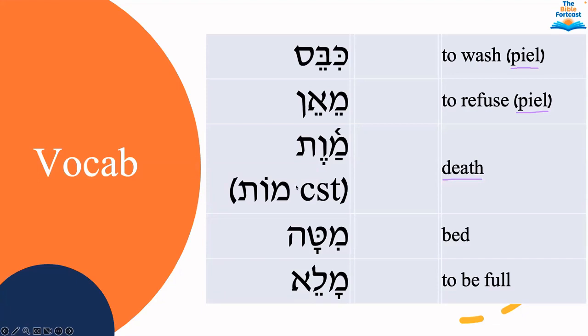So in Psalm 23, the Lord is my shepherd. I walk through the valley of the shadow of death. The word for that is selmot. Shadow, death. It's a compound word. Sel, shadow. Moat, death.